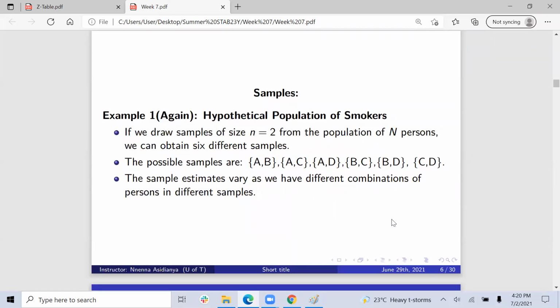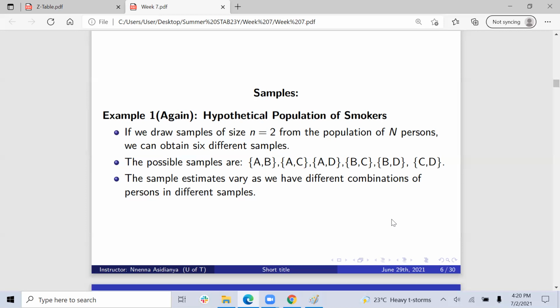So remember, our population is size 4. Now we're taking a sample of size 2, right? How many different ways can we actually get a sample of size 2 from a population of size 4? There are 6 different ways. And I've literally listed all the permutations for you guys. So you can extract person A and B, B and C, A and C, A and D, B and D, and C and D, right? So you can get 6 different possible permutations of your sample of size 2.